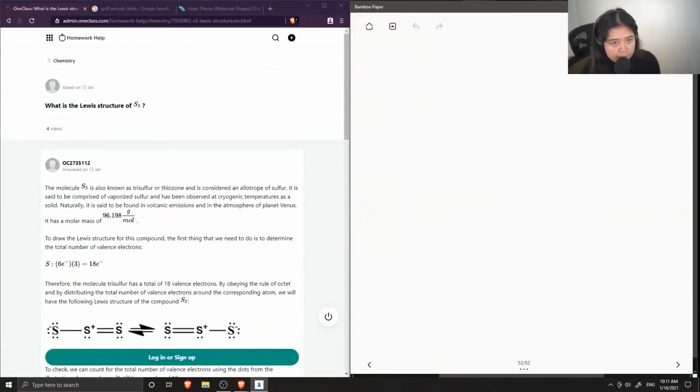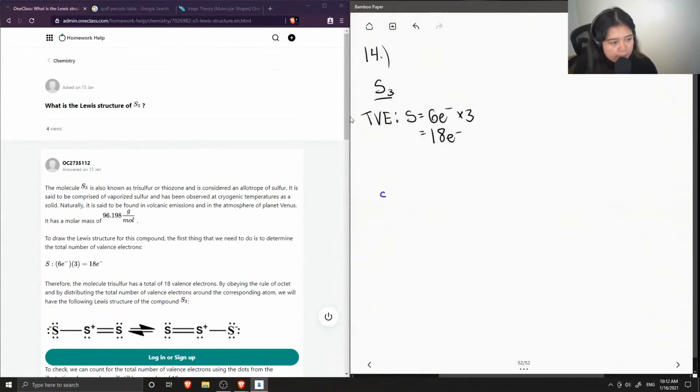Okay, so now we'll do question number 14. What is the Lewis structure of this tri-sulfur compound? So first, let's find the total number of valence electrons. Each sulfur atom contains 6 valence electrons, and we just have the 3 that are bonded together. So we have a total of 18.